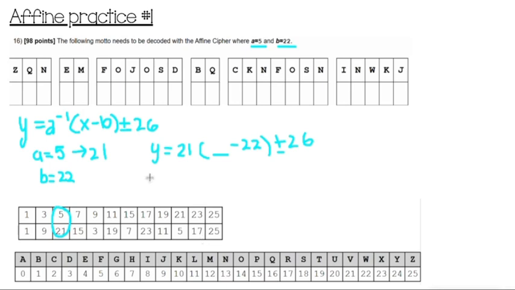Okay, so now I just inputted these values into the equation, and this equation is what you would use to solve each and every letter throughout the entire cipher, and just change the X. So over here, the first letter is Z, and Z corresponds to 25. So we can put 25 over here.